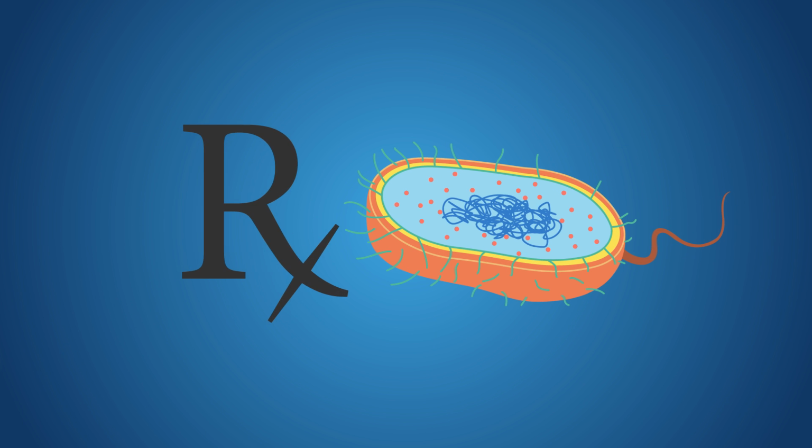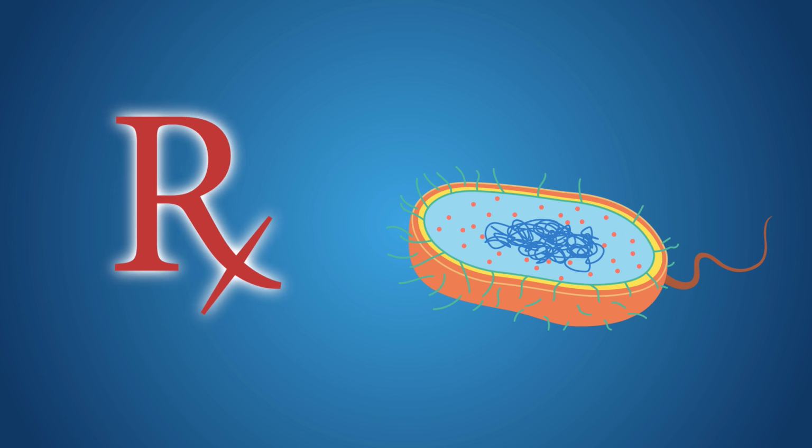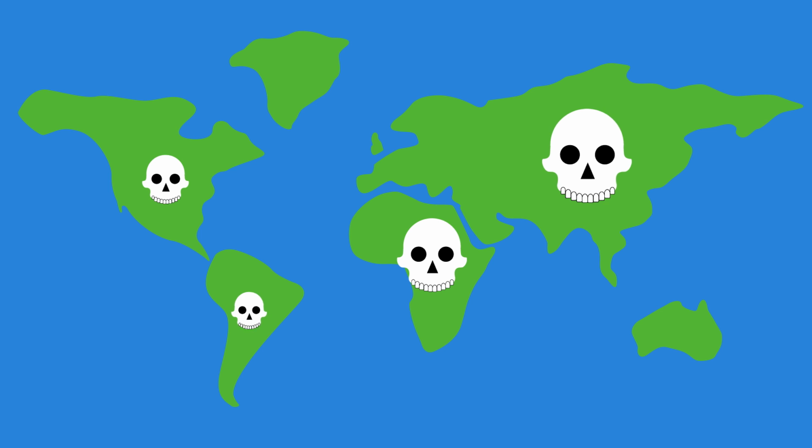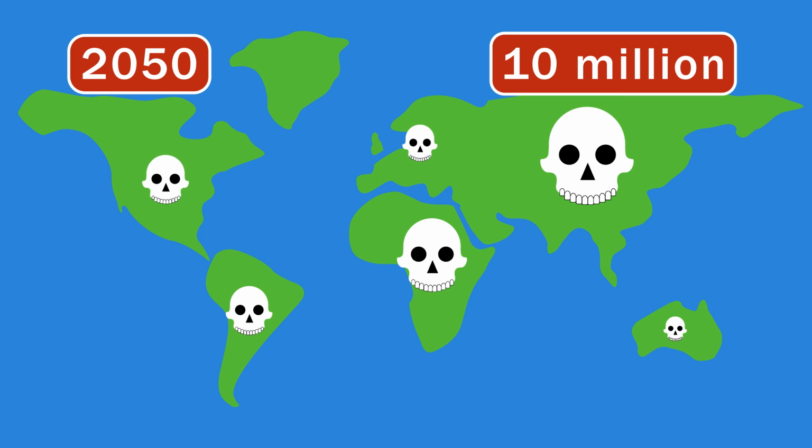Bacteria are becoming resistant to antibiotics, and so choosing the right antibiotic for the specific bacteria is very important. A recent report suggested that by 2050, 10 million people worldwide may die every year from diseases we can no longer cure due to antibiotic resistance.